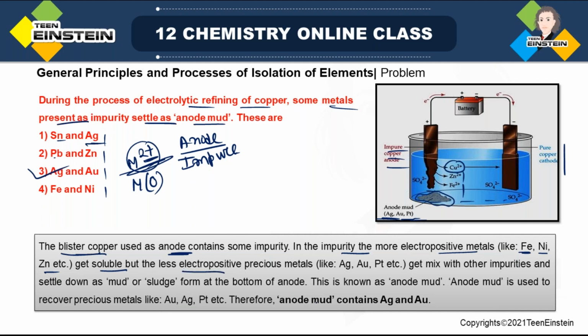But the less electropositive metals, that is, the inert metals that do not take part in reactions very easily, will remain in the zero state, and they will be mixed with other impurities and settle down as mud. It is also called sludge, at the bottom of the anode. This is called anode mud, and it is very important because from this anode mud you can again recover all these metals, since they are very precious. So that is why anode mud is very important. Here the correct option is option 3.